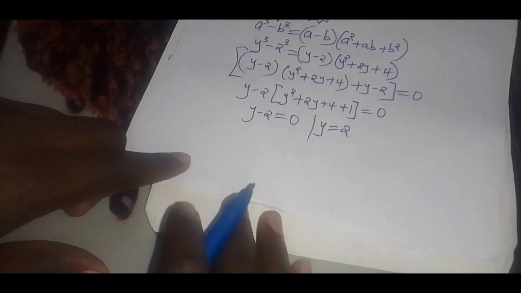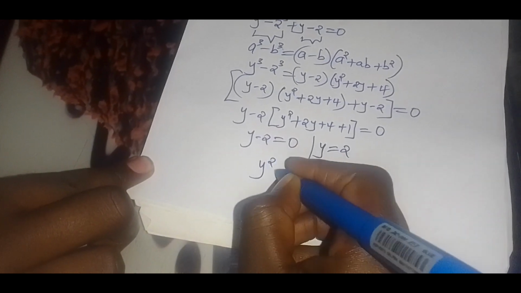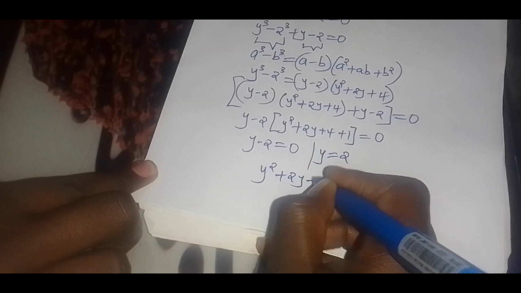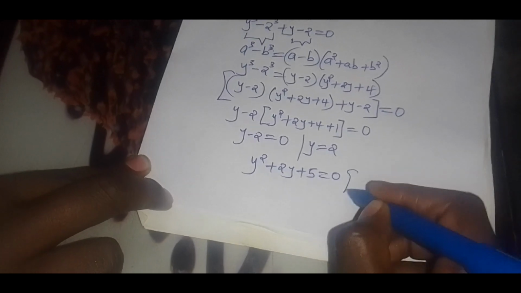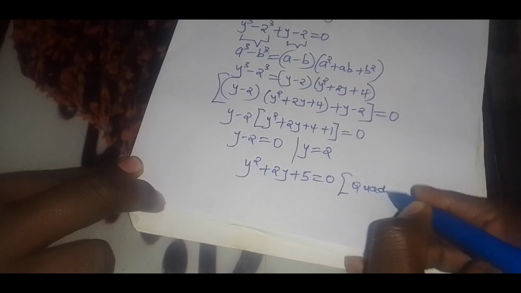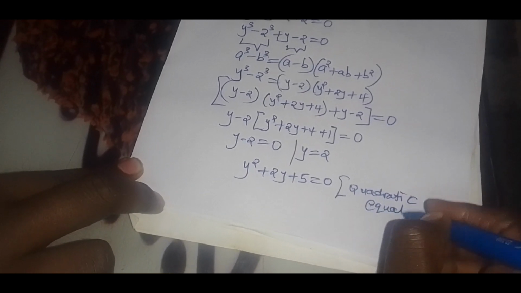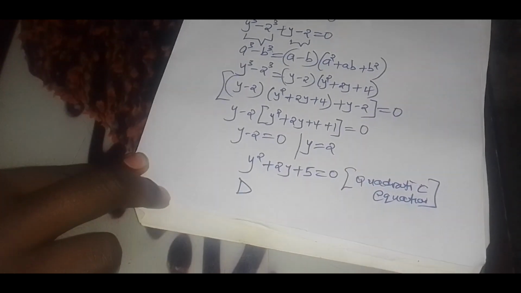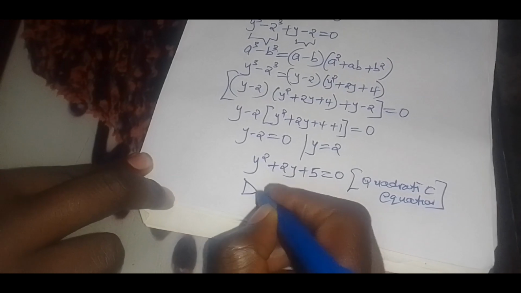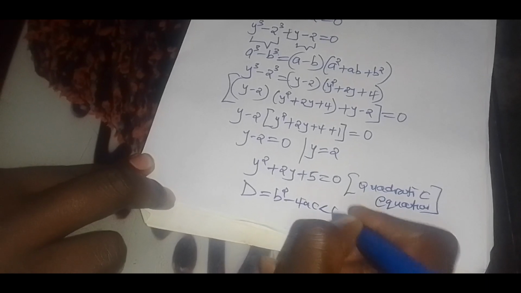Now we have the second part, which is expressed as y squared plus 2y plus 5, this is equal to 0. Okay, now this forms a quadratic equation, and this quadratic equation has got a discriminant value which is less than 0, which is expressed as b squared minus 4ac, which is less than 0.